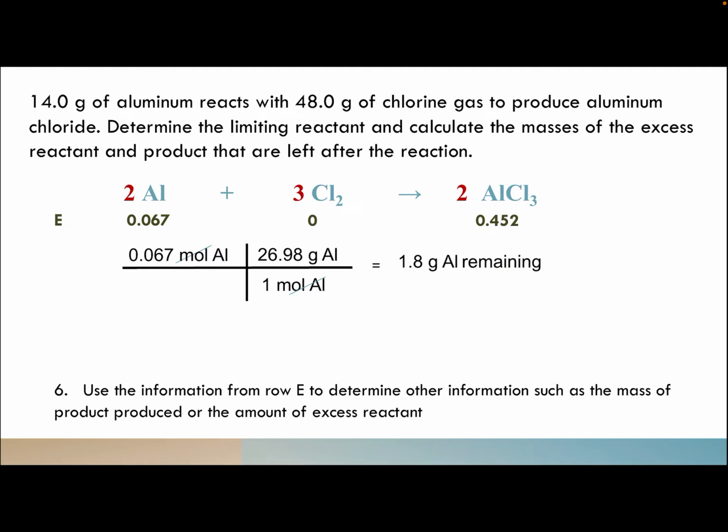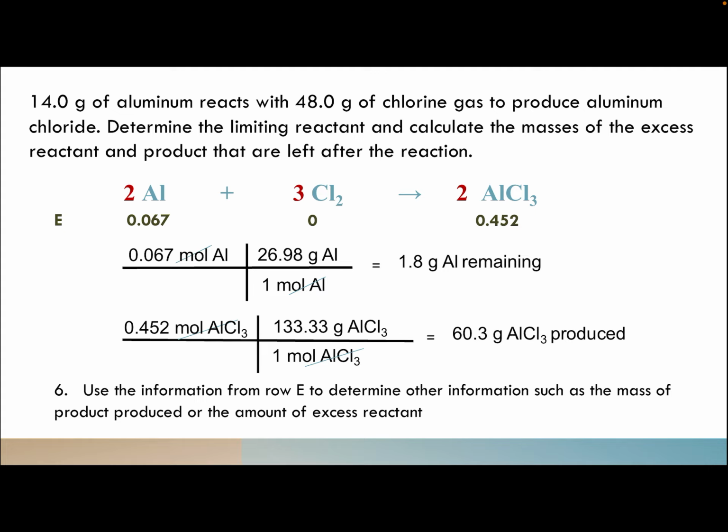And then we can do the exact same thing to figure out how much product is left after the reaction. So we're looking for aluminum chloride. We'll take our 0.452 moles of aluminum chloride, use the molar mass of aluminum chloride, and convert that into grams. And there you have it. That's how you do these types of problems.